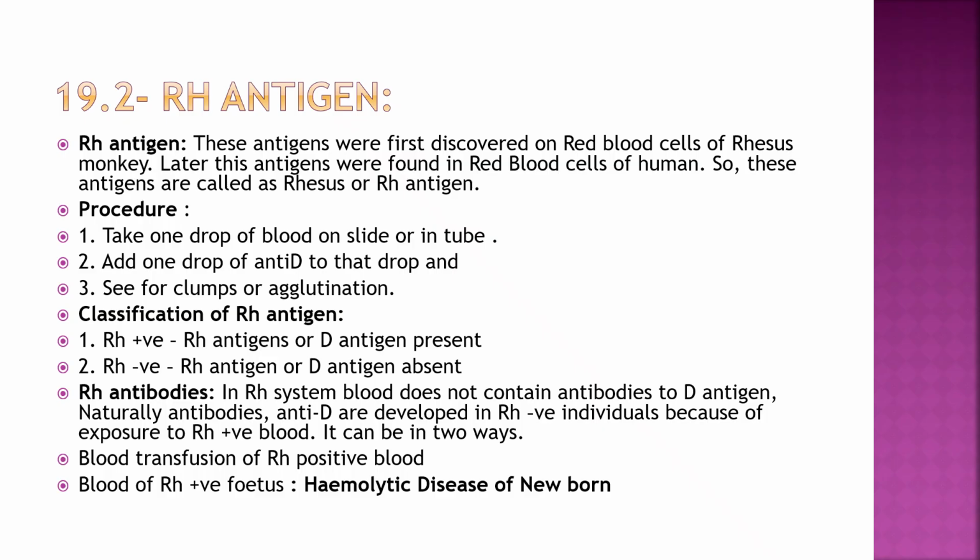They are immune antibodies. When an Rh negative person gets exposed to Rh positive blood, antibodies are formed, and these are called Rh antibodies. So it can be seen in mismatched blood transfusion or hemolytic disease of newborn.